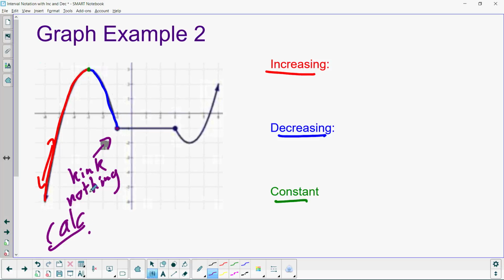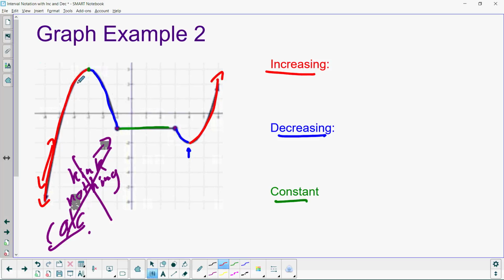Same thing here. That sharp corner, that's not good for us. All right. Here, this spot's easy. This is constant because it's flat. Then after this kink, our graph is going down until we get to that little valley right there, and then it turns around and starts going back up. All right. So now we just need to turn these 1, 2, 3, 4, 5 sections into intervals.